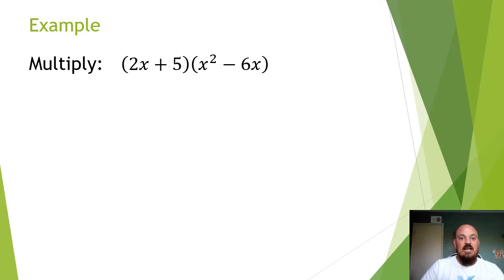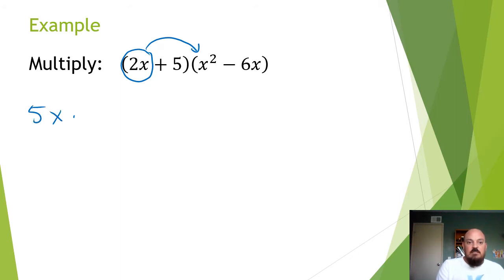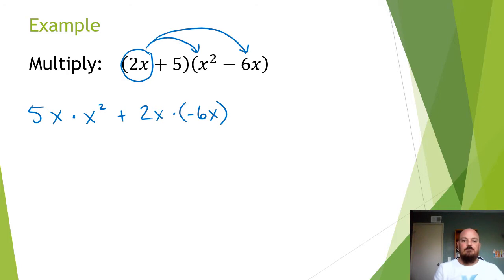So let's go ahead and do that. Let's do this exact example right here. We're going to multiply this problem. So the first thing I'm going to do is start with the 2x and distribute it to the second binomial. So I'm going to multiply it times x squared. That would be 2x times x squared. And I'm going to multiply it times the negative 6x. So I'm going to put plus 2x times negative 6x. Okay, now I'm going to put a plus in the middle, and then I'm going to distribute the 5.